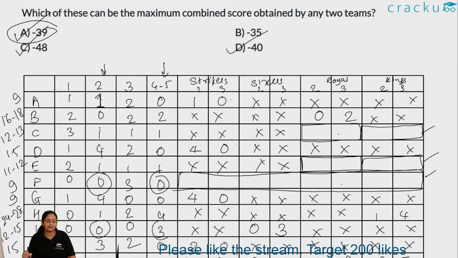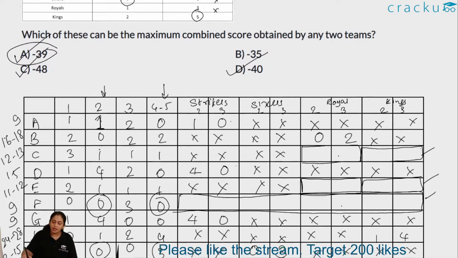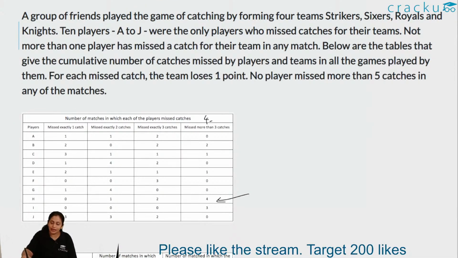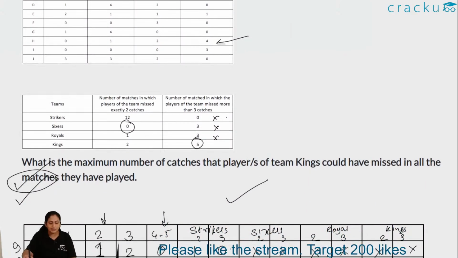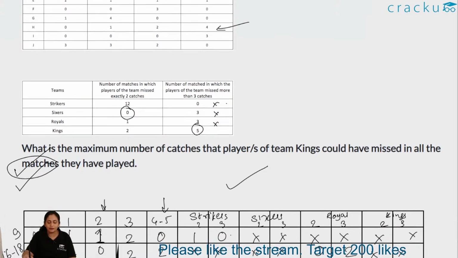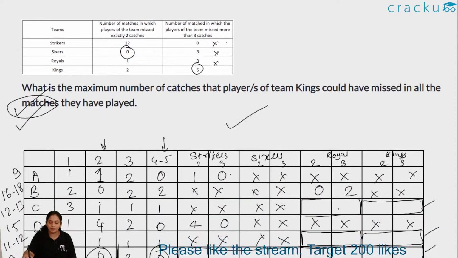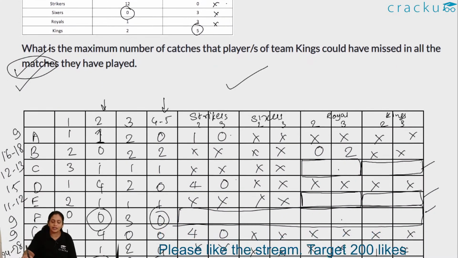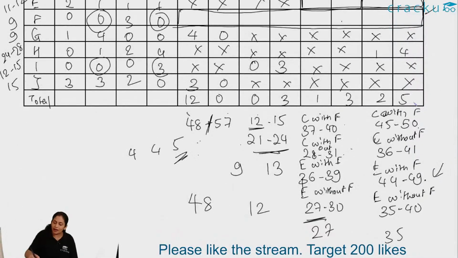So the right answer in this case is minus 39. Now let's take a look at the next question, which is the last question. What is the maximum number of catches that players of Team Kings could have missed in all of the matches they played? So the maximum number of catches that they could have lost. So I have to find out the max of these ranges, of all the ranges combined.